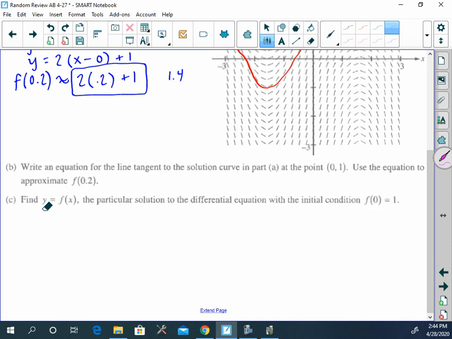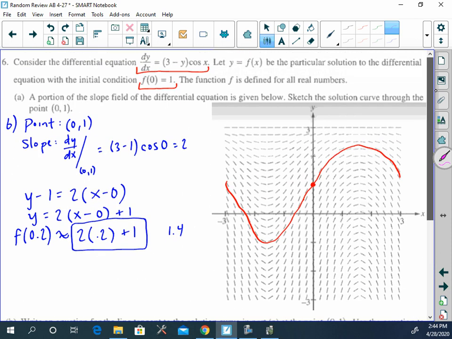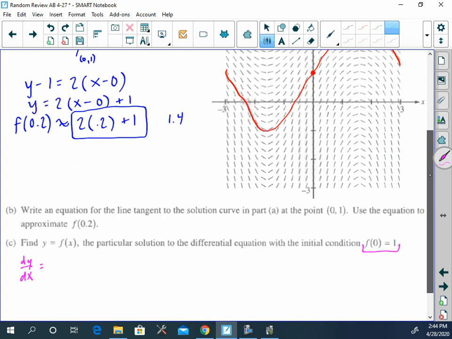So here we're given, find y equals f of x, the particular solution with this initial condition. So this is our initial condition. They did tell me it again. It was up in the intro, so I was nervous they wouldn't. I'm going to start with my dy dx that they're giving me here. My dy dx is 3 minus y times cosine of x.